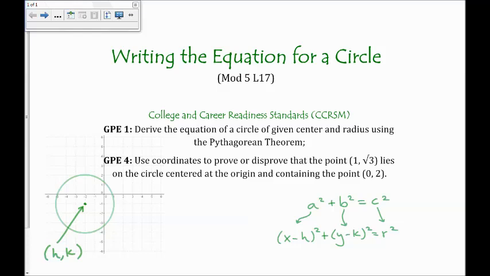This is the first lesson of Module 5 in EngageNY, and Module 5 is the last module that we're going to cover in EngageNY. So we're almost there. We are starting with Lesson 17 on writing the equation for a circle. And we're doing this for two reasons.